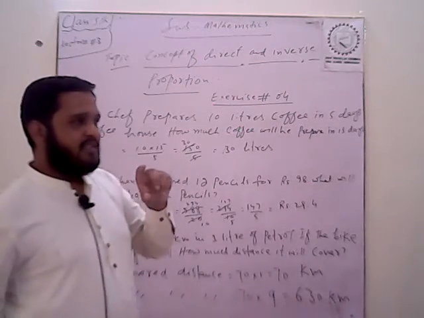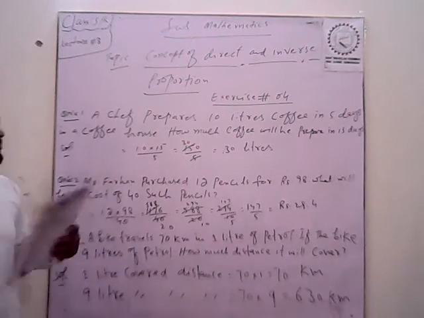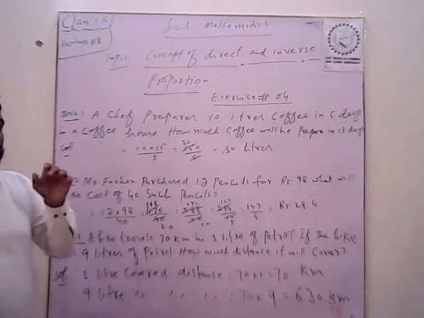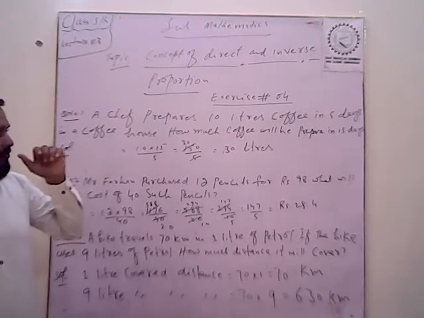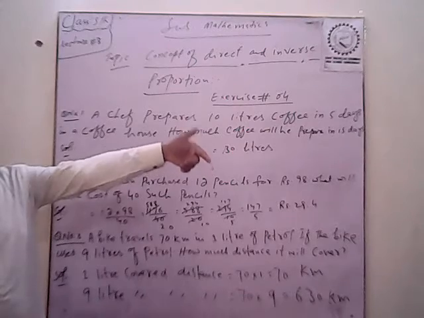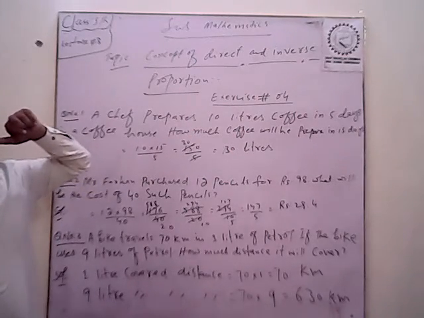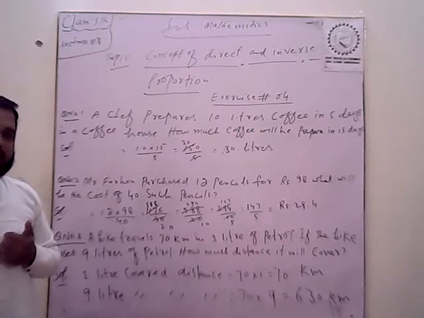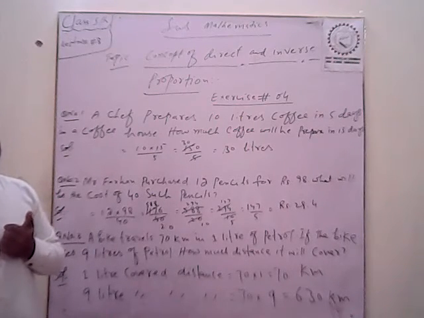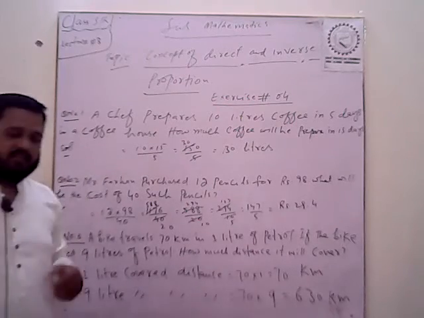Now, the difference between inverse proportion and direct proportion: direct proportion says that if one quantity is increased, then the second quantity will be increased, and inverse proportion says that if one quantity is increased, then the second quantity will be decreased. That is the difference between inverse and direct proportion.